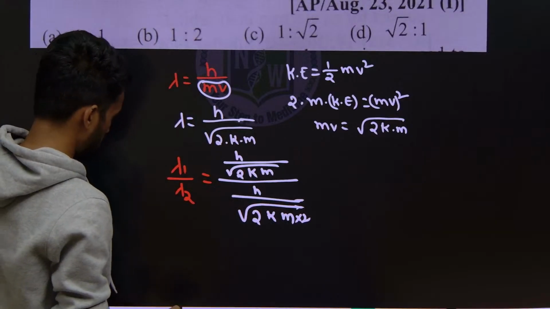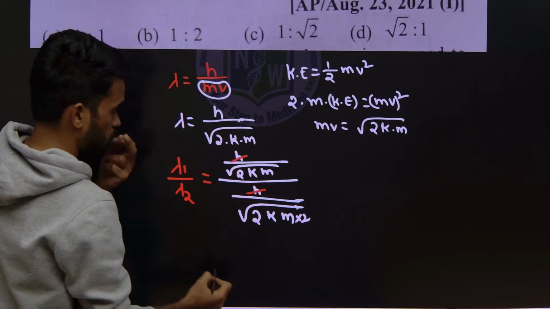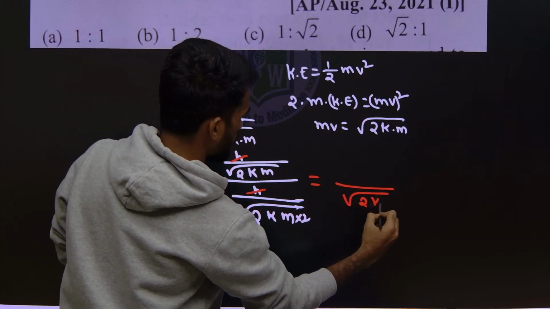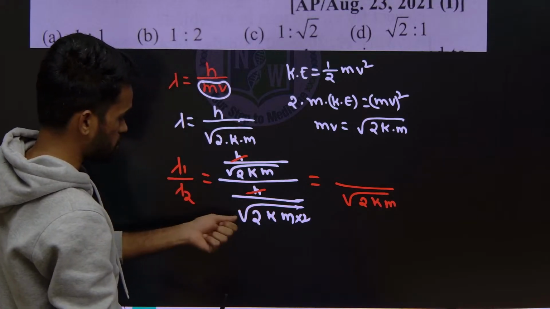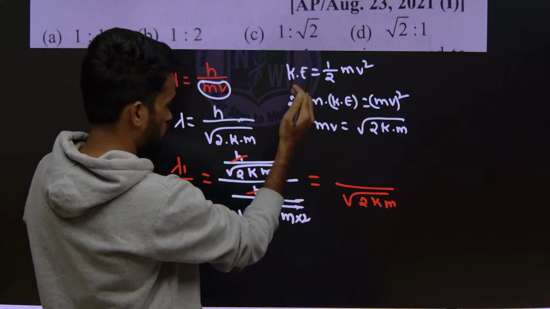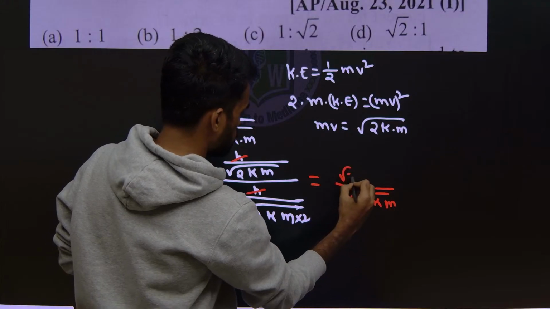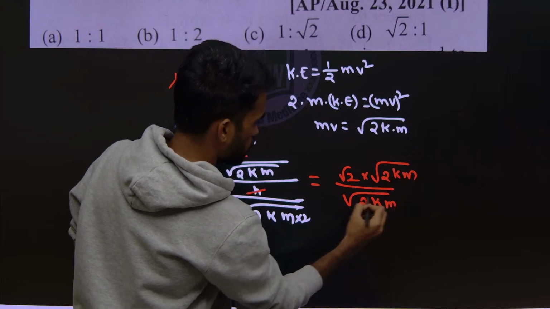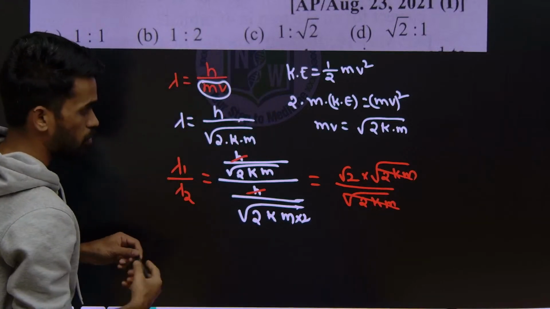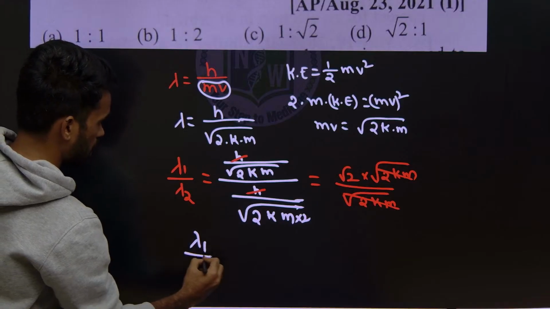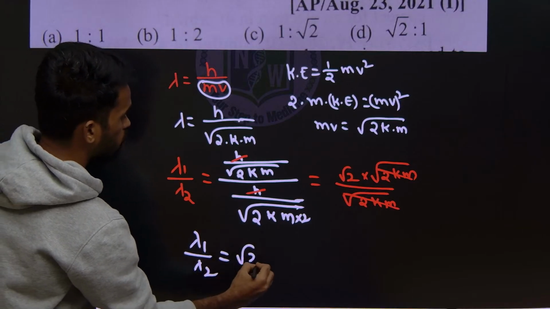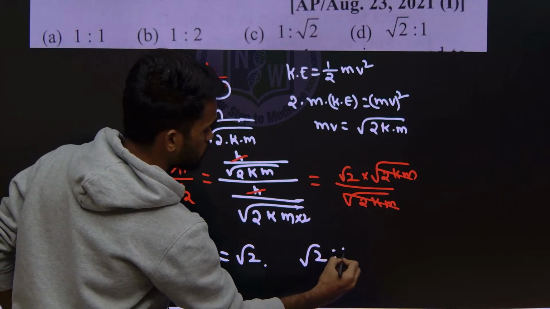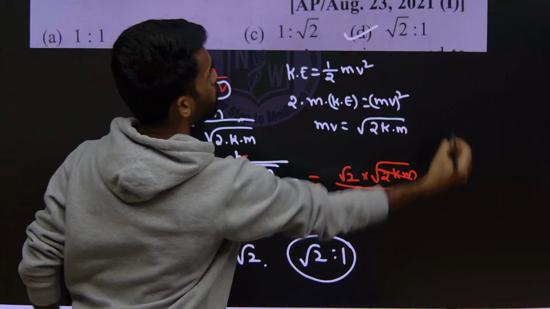See, this one I can write: h is a constant, remove that, and this will be root over 2km. And how much will this become? You just check here, it goes to the numerator now. So you can write root 2 into root 2km, so you can remove these two things. Yes, we got almost our answer. Here lambda 1 by lambda 2 is equal to root 2. So we can simply say this as root 2 is to 1 now. So we have option 4 as our answer.